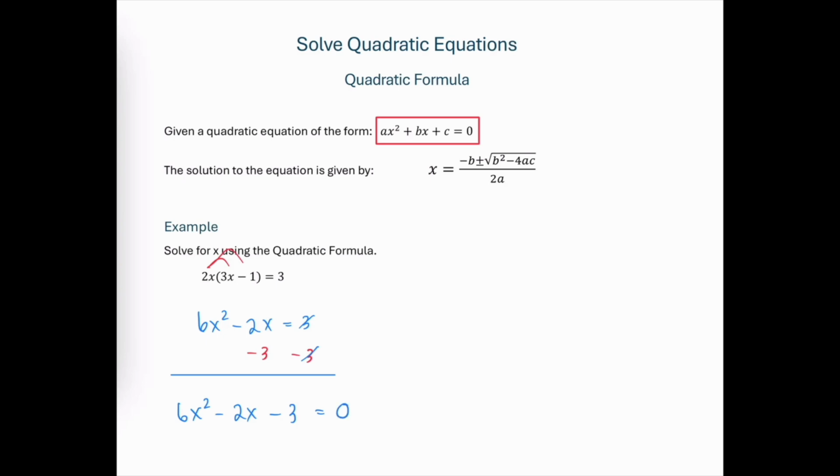order, which means that the highest power on the x goes first, the next highest power is next, and then the constant is last. When the quadratic equation is set to 0 and written in descending order, this is when we can determine the values of a, b, and c. A is the coefficient on x squared, so that's going to be positive 6. B is the coefficient on x to the first power, so that's going to be negative 2 in this scenario. And then c is the constant value, and in our case, c is negative 3.